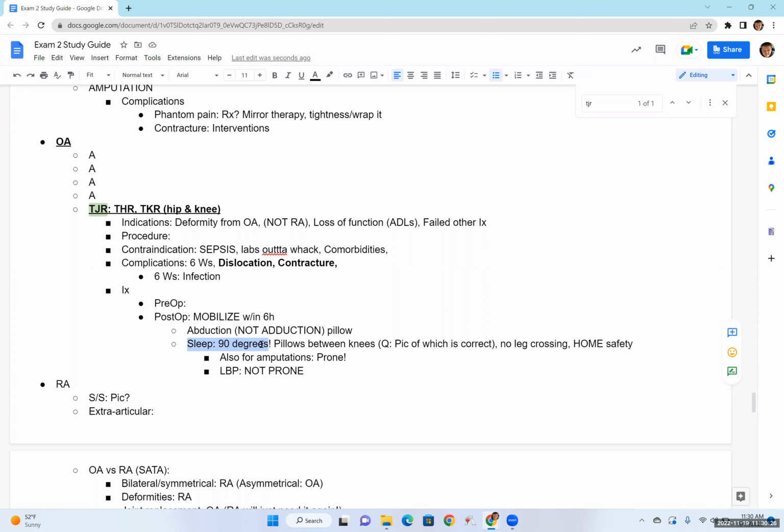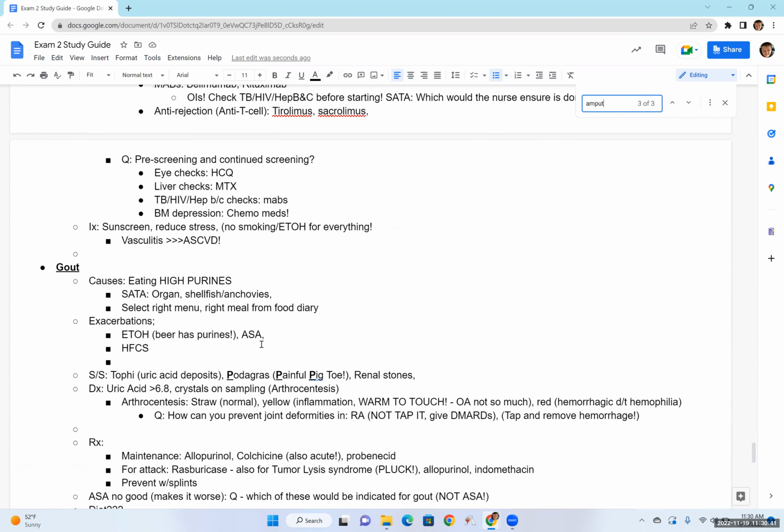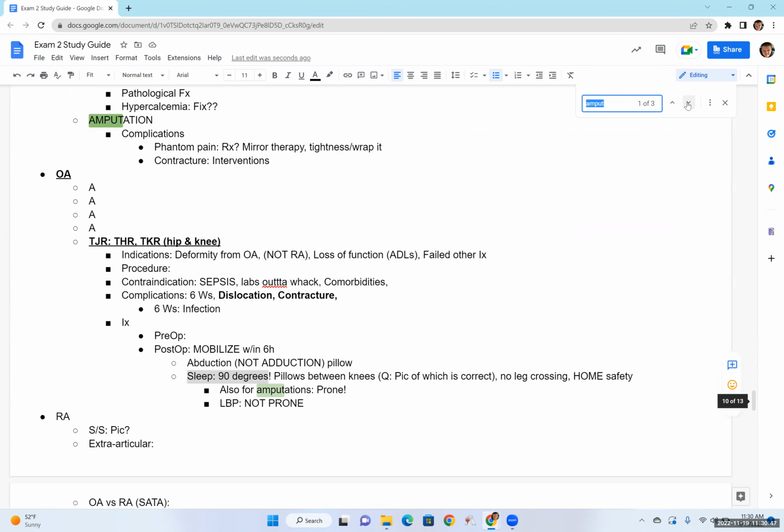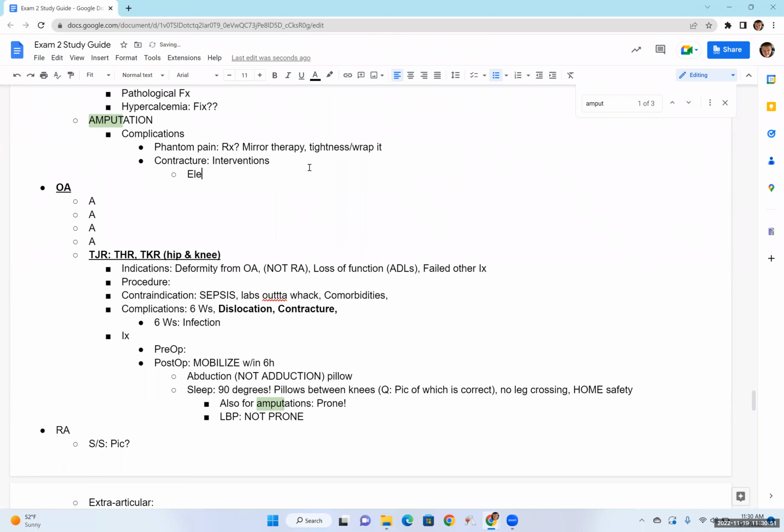And then amputation-wise, when you get an amputation, we have to think about contractures. You elevate their extremity for how long? Just 24 hours to decrease edema. Contracture interventions: elevate times 24 hours.